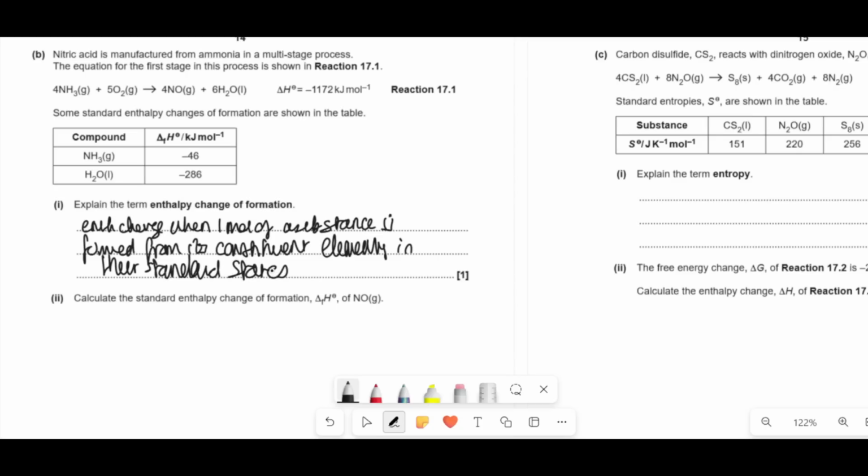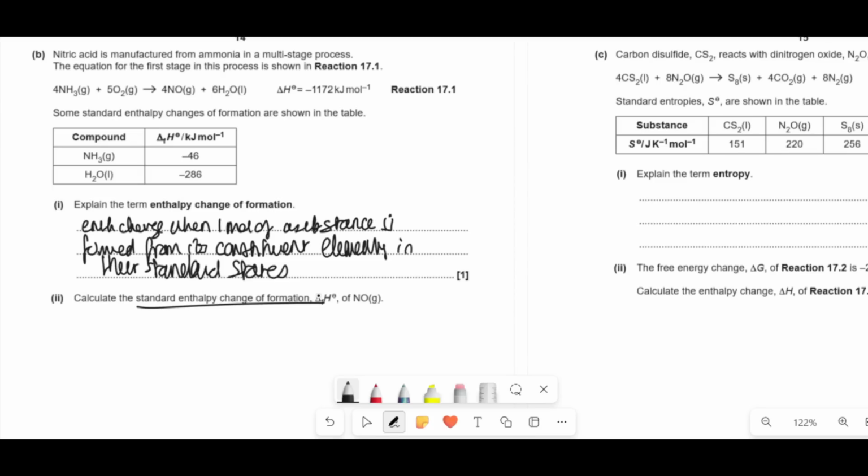Now it says calculate the standard enthalpy change of formation of NO. The amount of times people will be like, okay, it's formation, so that means the arrows go up and down, actually makes me want to pull all of my hair out and jump off a cliff. You cannot decide where the arrows go until you decide what goes on the bottom.